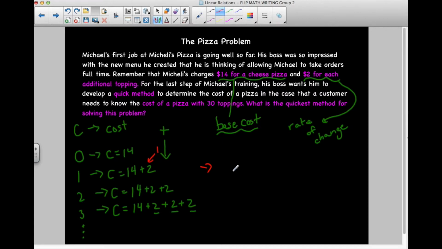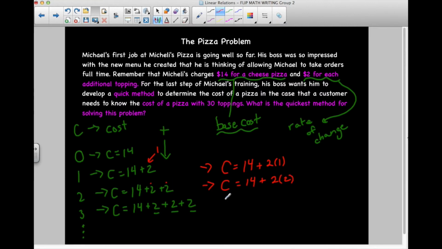2 times 1. So our cost is equal to 14, right? Our base cost isn't changing, so we're not multiplying that by anything, it's staying the same. So our cost is 14 plus 2 times 1 topping. Now if we have 2 toppings, our cost is equal to 14 plus 2 times what number? Well, we have 2 toppings, so we're going to multiply it by 2.